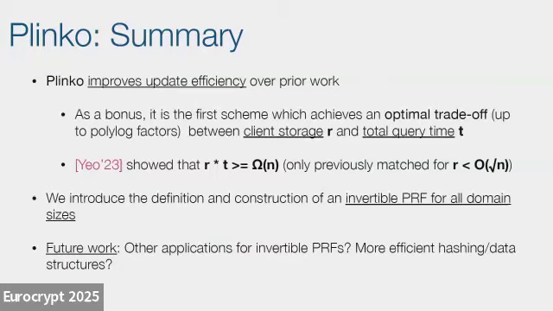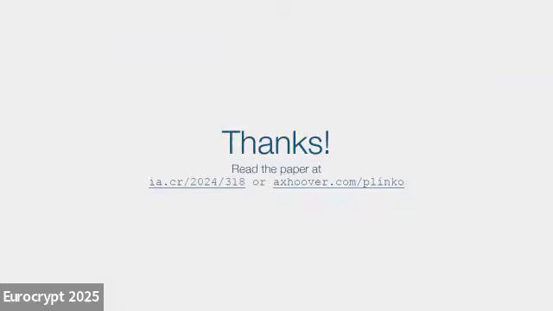In summary, Plinko improves the update efficiency over prior work, like I illustrated. We are the first to achieve this optimal trade-off, up to polylog factors, between storage and query time, which was also matched by some later work by Ling Ren and his co-author, matching this previous lower bound, which was only matched for half of the range before. And we introduced this definition and construction of the invertible PRF, and I'm interested in future applications of how an IPRF can be used, like maybe in more efficient hashing or data structures, because I think this inversion has not been exploited enough. Okay, thanks. I'll take any questions.